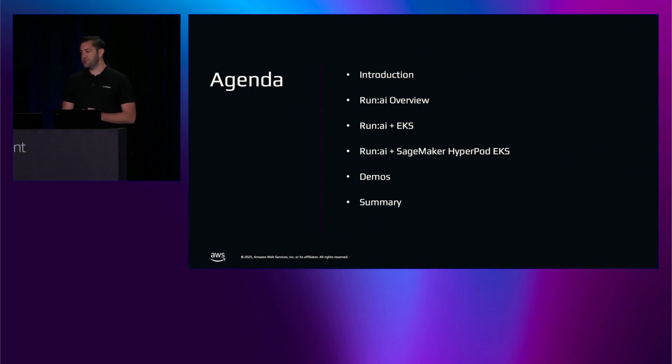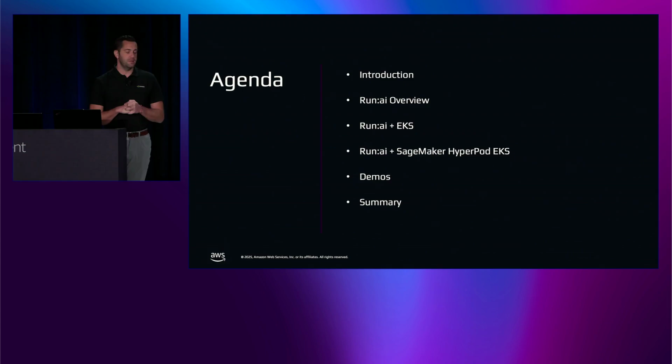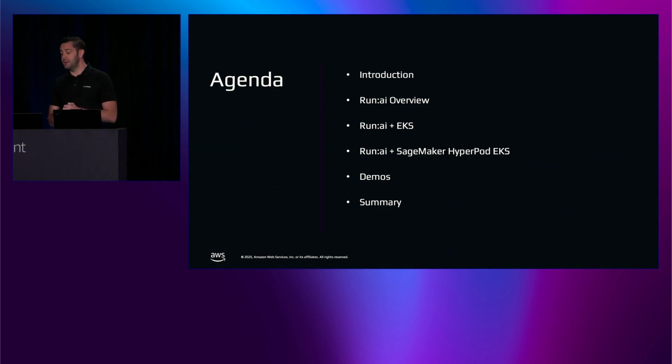Okay, so a little introduction about myself. My name is Rob Magno. I've been at NVIDIA for about a year now. Previously, I came from the Run AI team. I was a solution architect there for 3.5 years before the acquisition a year ago. I worked with all of our largest customers across the US, and worked primarily with a lot of customers in AWS as well.